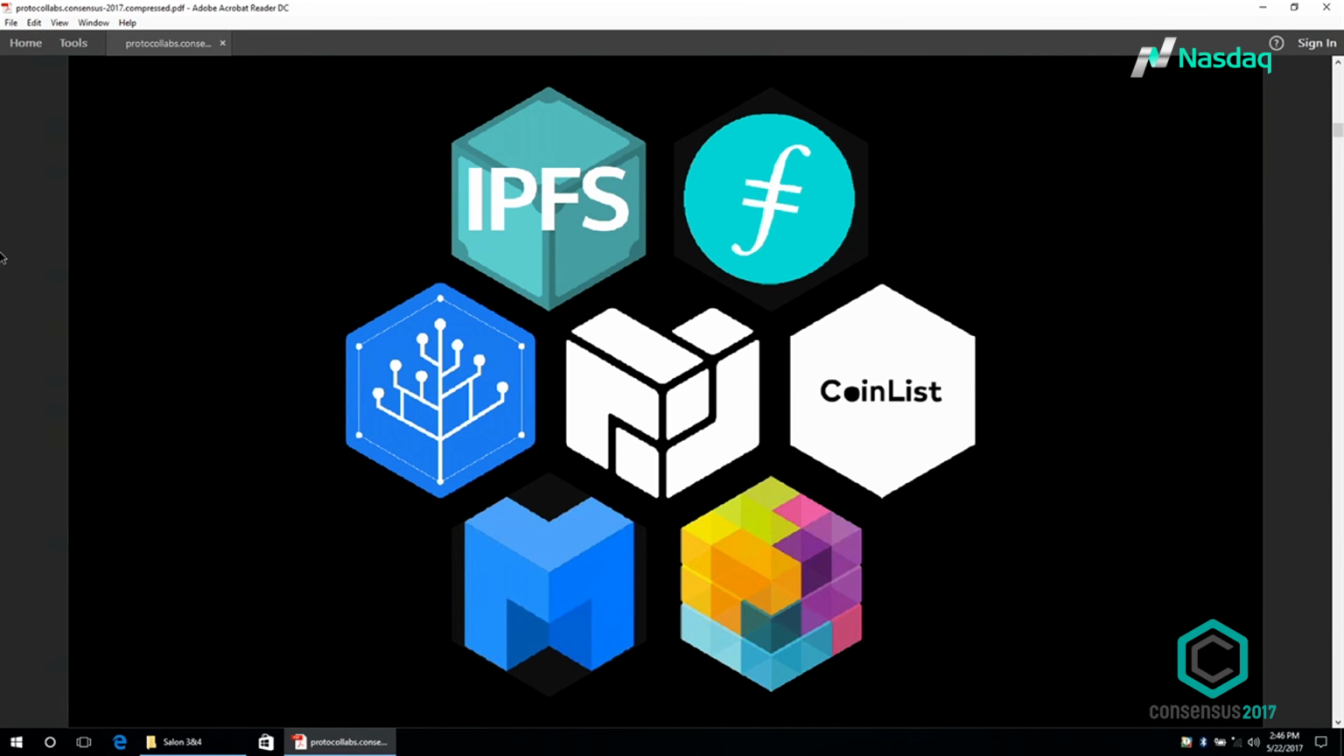We have IPFS, Filecoin. We have some underlying infrastructure tech like libp2p, IPLD, and so on. And now we made something very different to all of that. And that's a platform called CoinList. It is a fundraising platform for token networks.